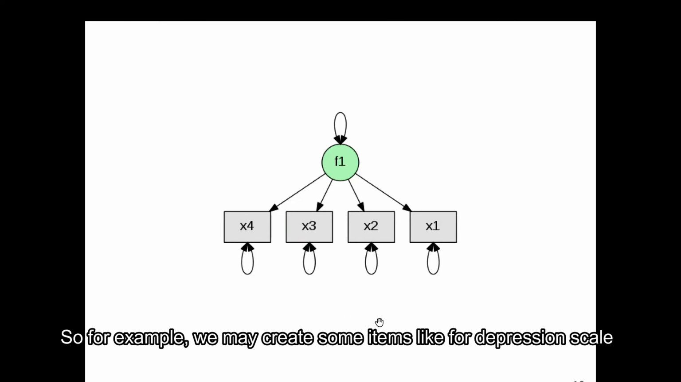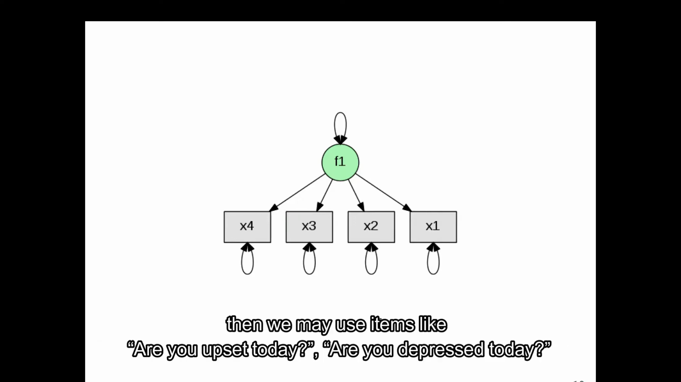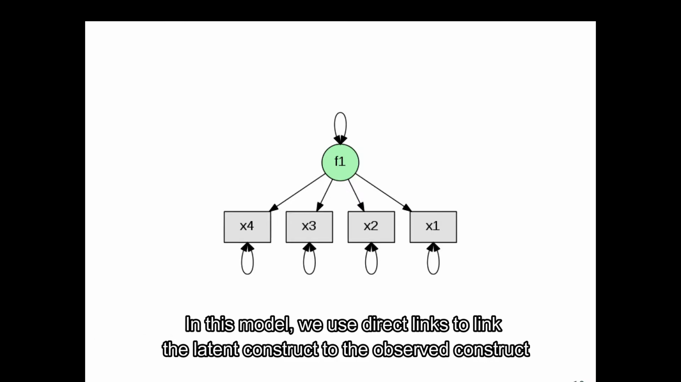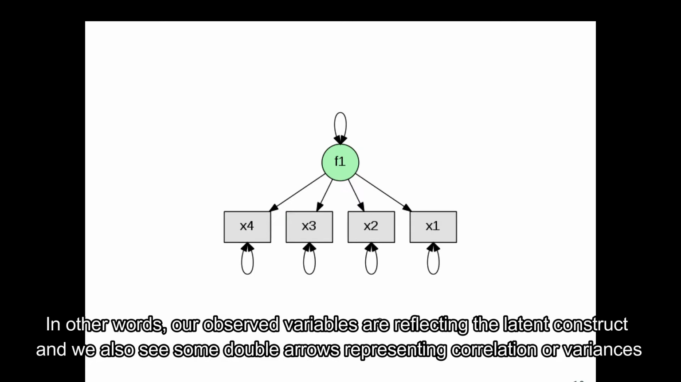So for example, for a depression scale, we may use items like: are you upset today? Are you depressed today? So we need to create a couple of items. But each item is not depression, because depression is something we cannot capture directly. In this model, we use direct links from the latent constructs to the observed variables. In other words, our observed variables are reflecting the latent constructs.